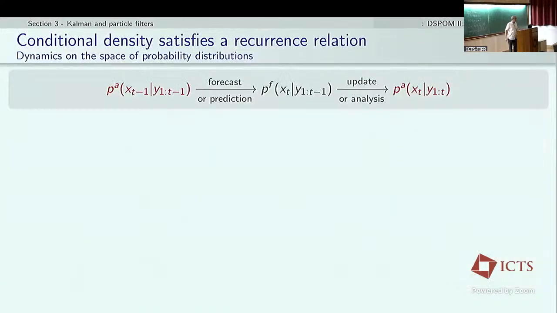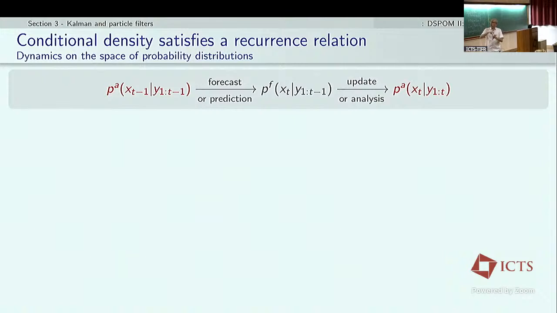Okay, so just some notation. The superscript A indicates analysis, sometimes called update. Essentially, it's a distribution, it's a filter. It's a distribution of the state variable at time t minus 1, the variable x_{t-1} conditioned on the observations up to time t minus 1. That's what is called analysis or update.